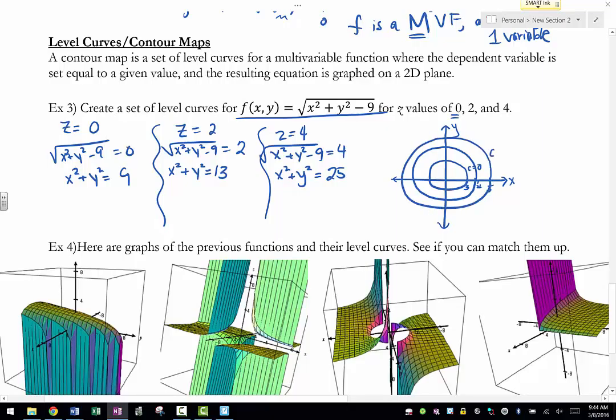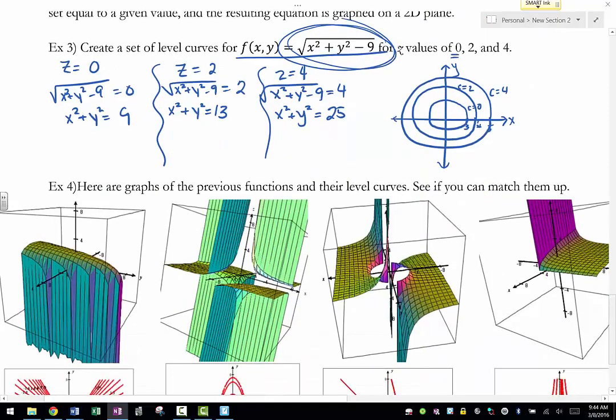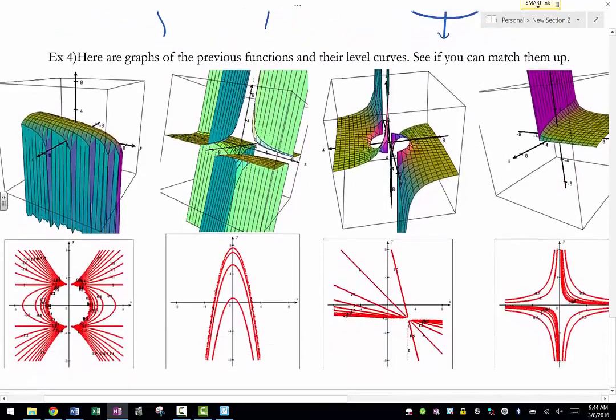So my contour map would look something like that. What it tells me is, if I were to slice this function using planes of z equals 0, z equals 2, and z equals 4, when I slice it, the bottom of the slice would be circles. So getting that idea of slicing in your head now, let's try and match these up.